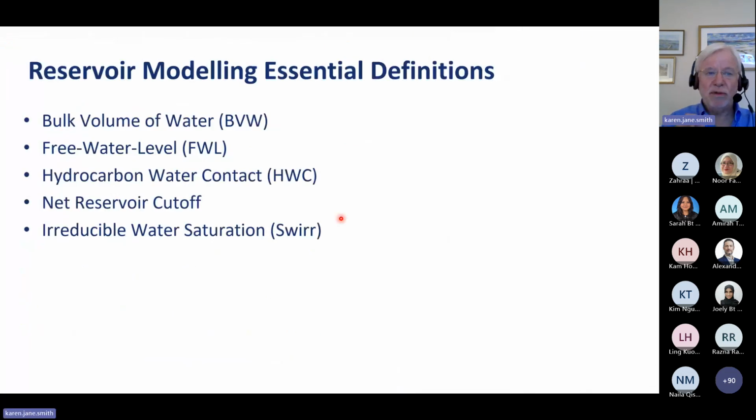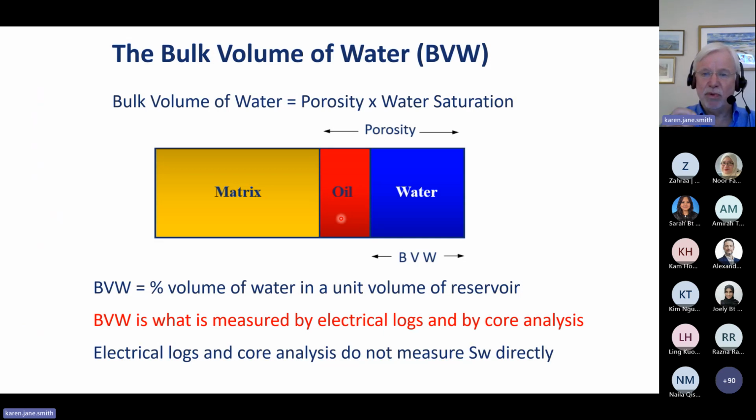I will go through several definitions as shown there, as we need them in the masterclass. Now, the first one is the bulk volume of water. The bulk volume of water is simply the percentage of water in a unit volume of rock. So you've got your unit volume, you've got your matrix, which could be limestone, it could be sandstone, you've got the water, and then you've got the hydrocarbon.